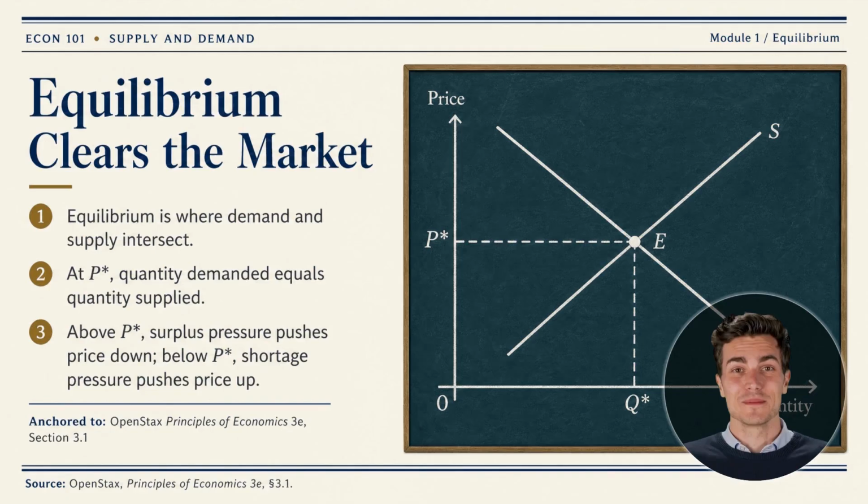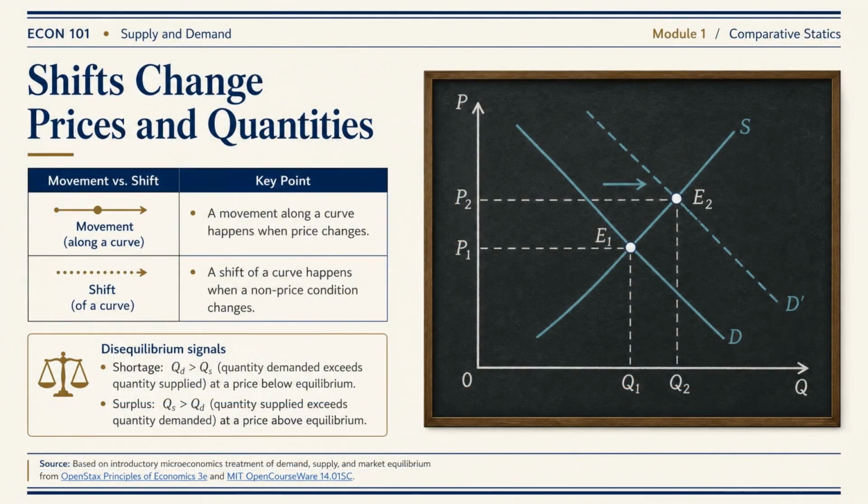If the price were higher than the equilibrium price, we would have a surplus, which would naturally push the price down. If the price were lower, a shortage would occur, pushing the price up until it settles back at equilibrium. So what happens when something disrupts the market's balance?